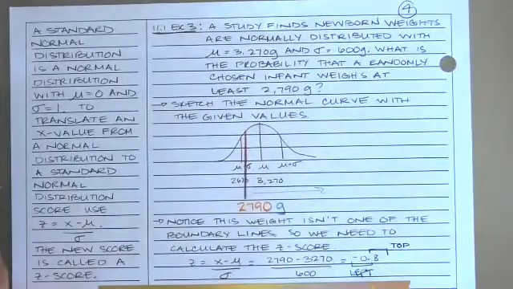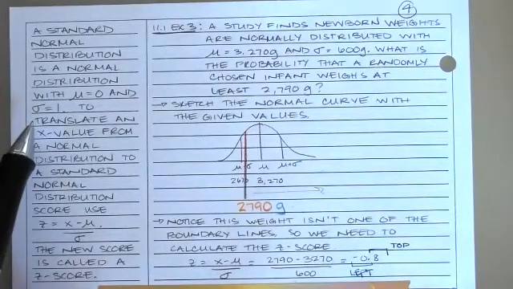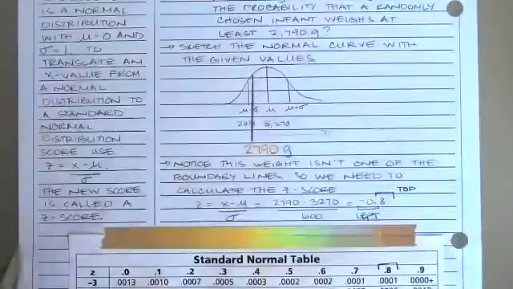So this is how it works. A standard normal distribution is a normal distribution with mu equals 0 and sigma equals 1. To translate an x value from a normal distribution to a standard normal distribution score, we'll use this formula, and you probably want to highlight that.